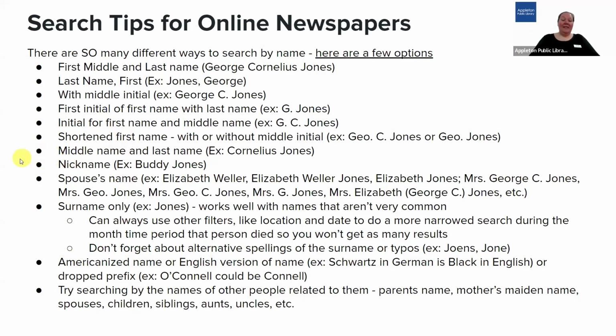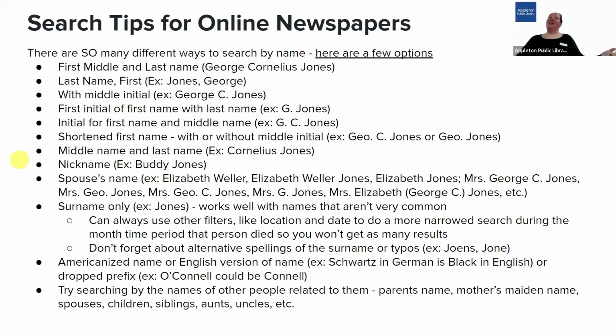I put in nicknames. I search for their spouse's name. I search for their surname only, which of course works really well with names that aren't common, but if you've got a last name like Johnson or Smith or Brown, it's going to take you forever. But again, you can use those filters like that location, those dates to give you a more narrowed search, to only search within that time period where you know your ancestor is and within that location.